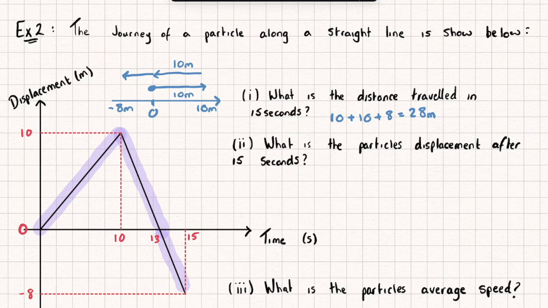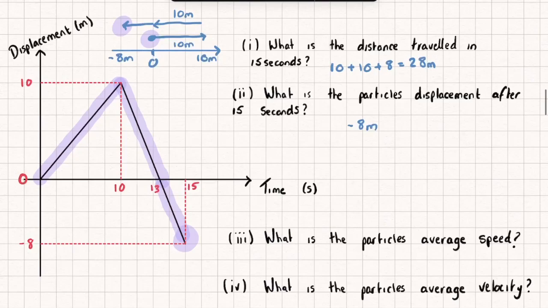The next part says, what is the particle's displacement after 15 seconds? Well, I could just read that straight off the graph and look at 15 seconds: its displacement is -8. Or if you want to look back up here at this picture we drew, well, it started here at the origin at 0 and it finished here to the left at -8, and so its total displacement is going to be -8 metres. And remember, this is a vector quantity, and so I must have that negative sign in front of my answer because it's to the left.